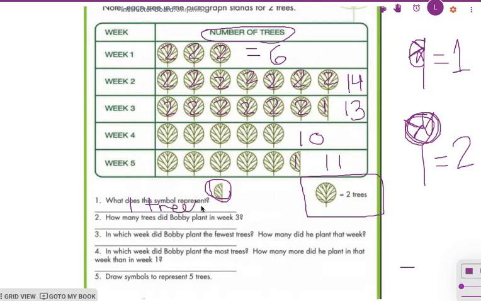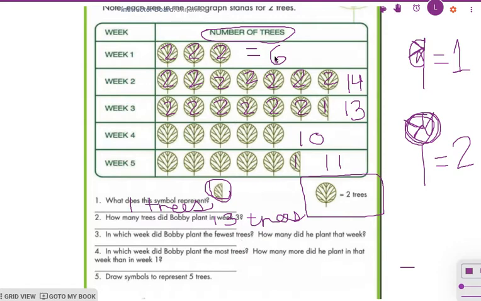Let's see if I can spell that. There we go. How many trees did Bobby plant in week 3? Well, Bobby planted all these trees. Sorry, Mrs. Turn cut off the top part here. But what it said up at the top was that Bobby planted all these trees. So in week 3, Bobby planted, oh, look at that. We don't even have to count because we already did it. 13 trees. There we go.